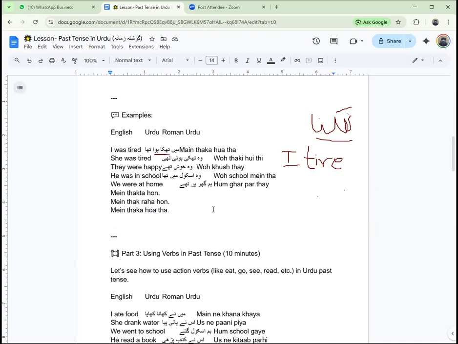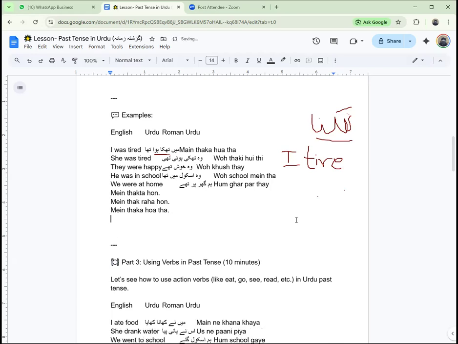And what does hua mean? I don't know any exact English word for it. We can say it's happened. It's happened with me. I am tired. The connection is that this word is connected with the thaka. And for example, in which other cases do we use hua? Is there any other example where we use hua?